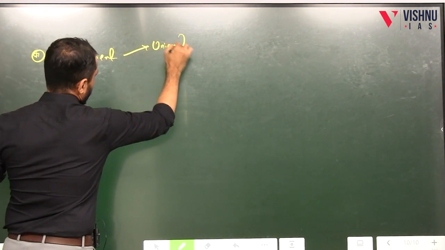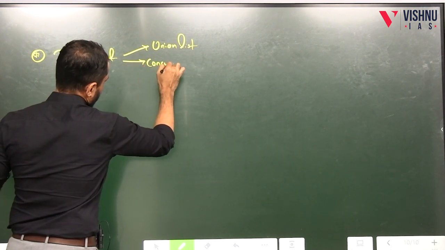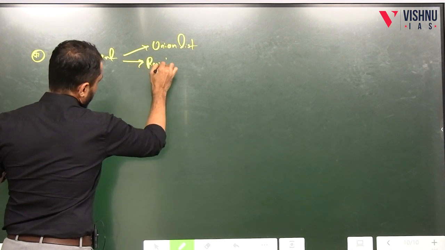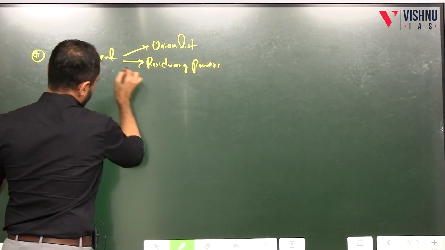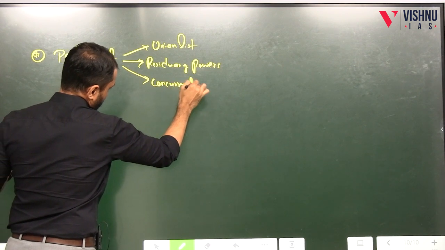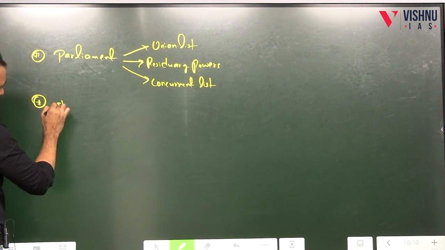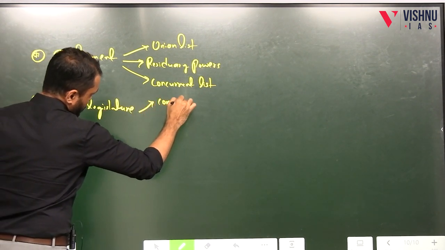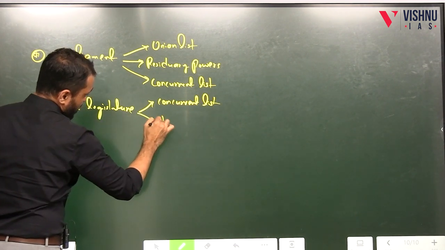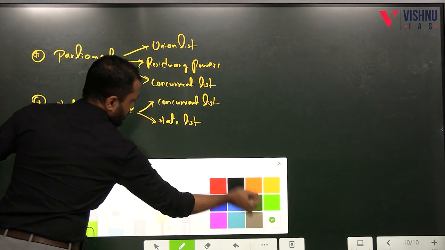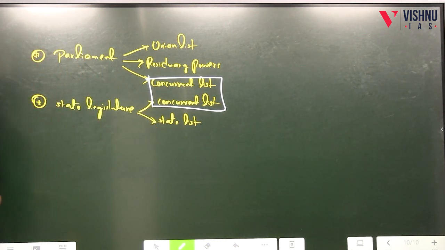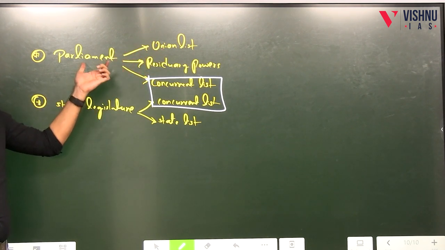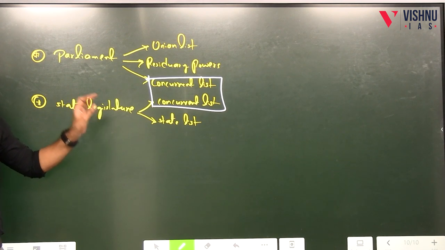Parliament can make laws on the union list, concurrent list, and residuary powers. State legislature can make laws on the concurrent list, and they can also make laws on the state list. Here the common thing is the concurrent list. That means on the concurrent list, both the center as well as the state can make laws, whereas the union list and residuary powers are exclusively related to Parliament, and the state list is exclusively related to states. Are you clear? This clarity you must have.